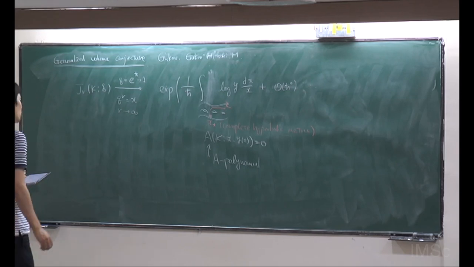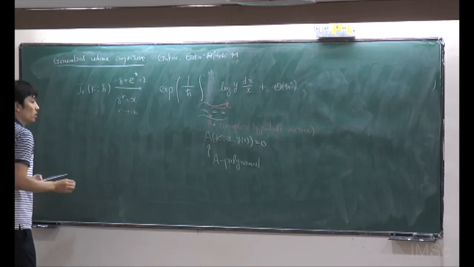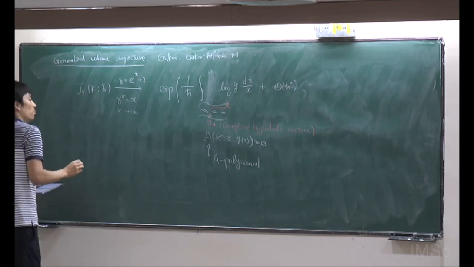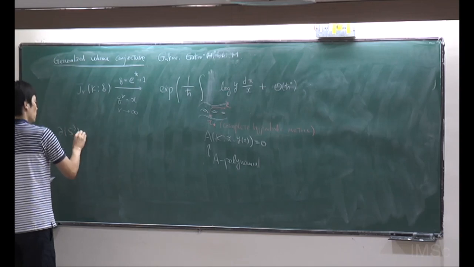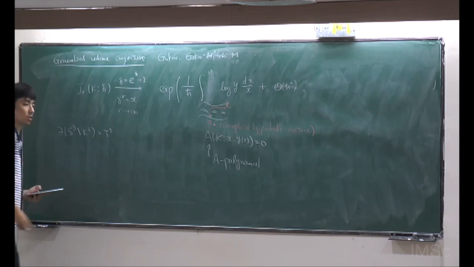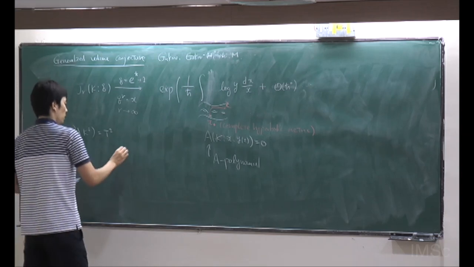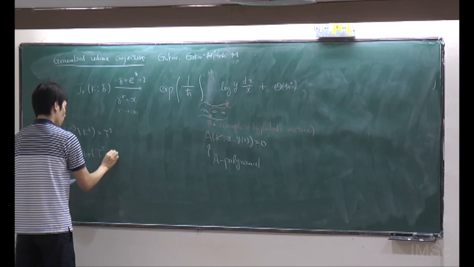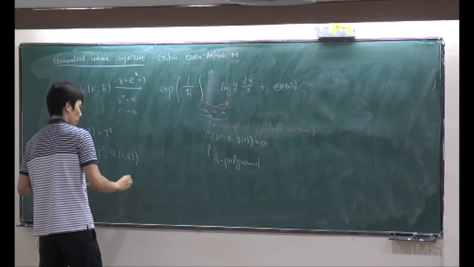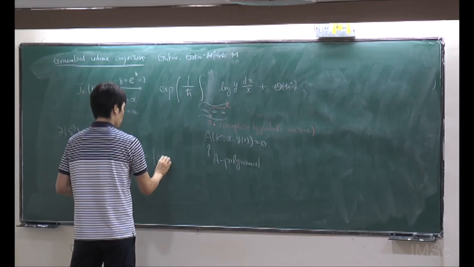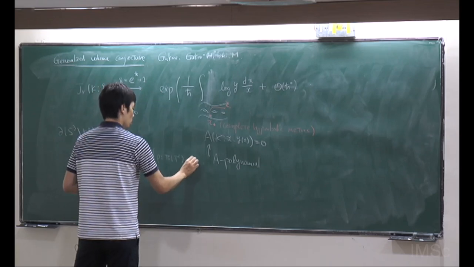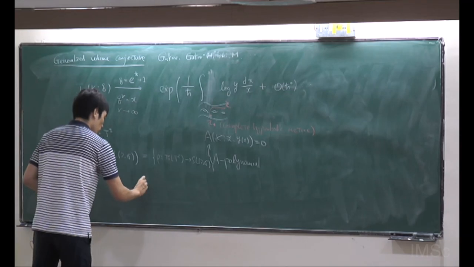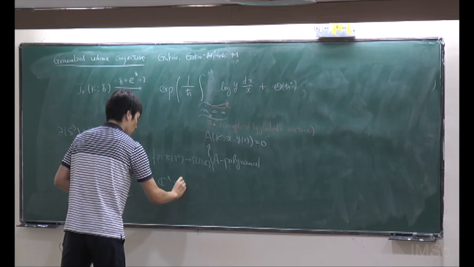This A polynomial is related to the SL2C flat connections. So before going to the knot complement, let's consider the boundary of the knot. The boundary of a knot complement is always a torus. And let's consider the moduli space of flat connections of the torus with SL2C. As I explained to you, this is parameterized by representations of pi 1 of T2 into SL2C. It turns out that this is equal to C star cross C star mod Z2.